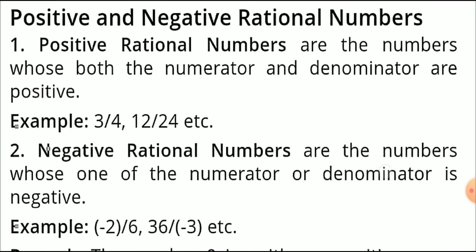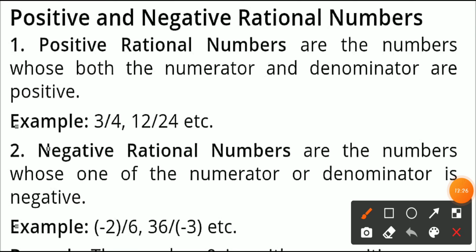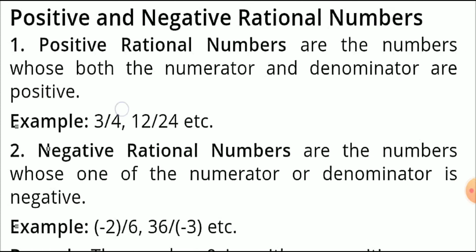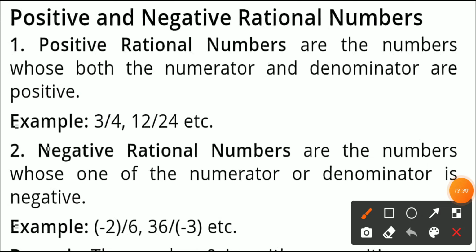So here we will study what are positive and negative rational numbers. Positive rational numbers are the numbers whose both the numerator and the denominator are positive. And if we talk about the negative rational number, these are the numbers whose one of the numerator and the denominator is negative.